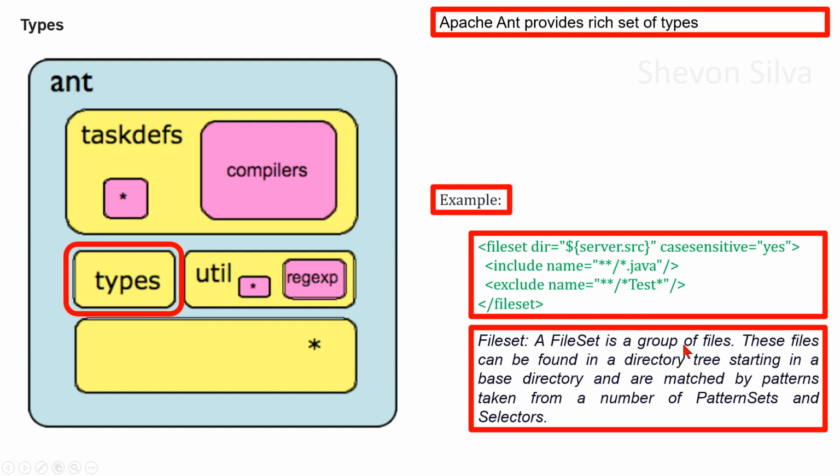Here you can see a dir attribute, the root of the directory tree of this file set, and case sensitive: must include and exclude patterns be treated in a case sensitive way.